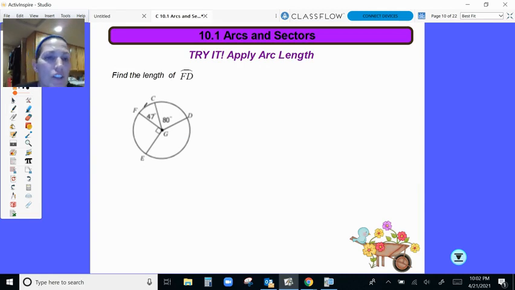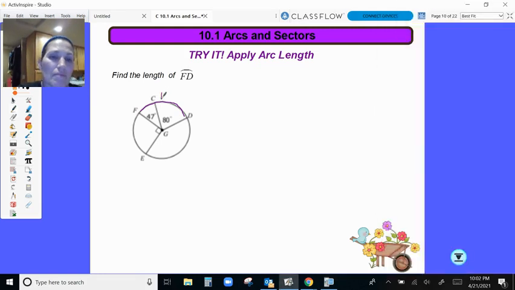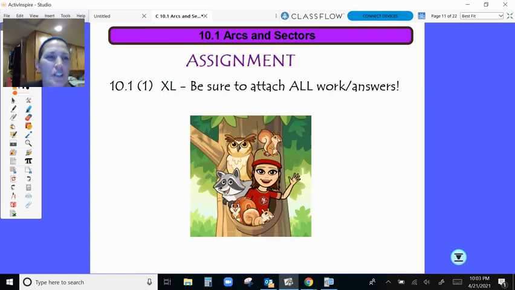Okay, so here's my FD. What is the arc measure of that particular arc? So we need to find out what 80 plus 47 is. So 80 plus 47 gives us 127. Okay, so we have 127 over 360 equals my arc length x over, well, they don't give us a radius here. So there's not enough information on this guy. So we'll skip on past that one.